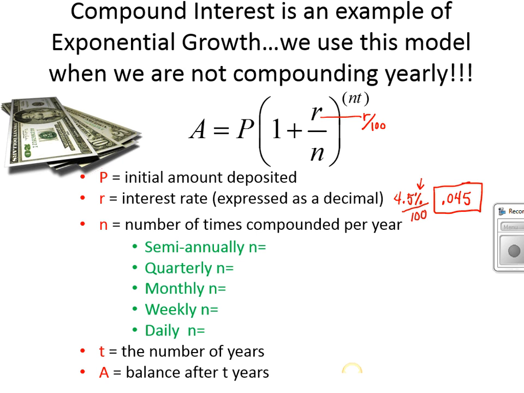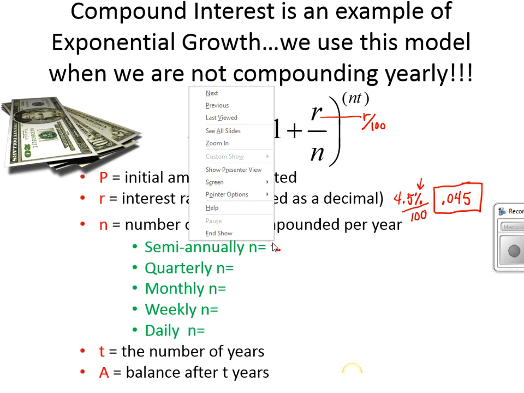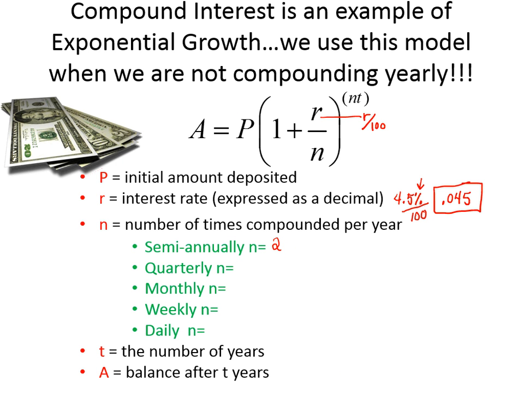Okay, and then N is the number of times it's compounded per year. So when you get your bank statement, it should tell you how it's compounded. If it's semi-annually, that means you are getting interest compounded twice a year. So that would be a 2. If it's quarterly, you're getting interest compounded 4 times a year. If it's monthly, it's 12 times a year. If it's weekly, it's 52 times a year, because there's 52 weeks in a year. If it's daily, it's 365 times a year. So your N depends on how much your bank is compounding your interest.